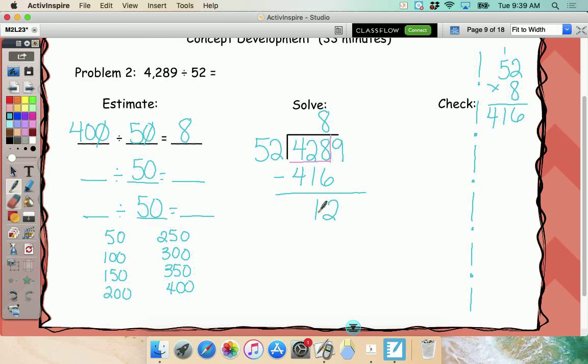Is 12 less than 52? Yes. So bring down. My next step, go to the skip counting. Which number is closest to 129? 100. Write it down. We're going to try a 2. So 52 times 2.